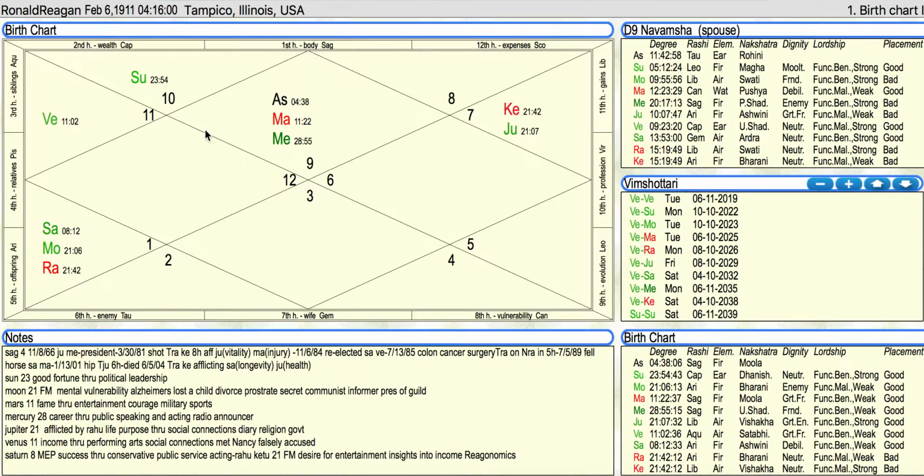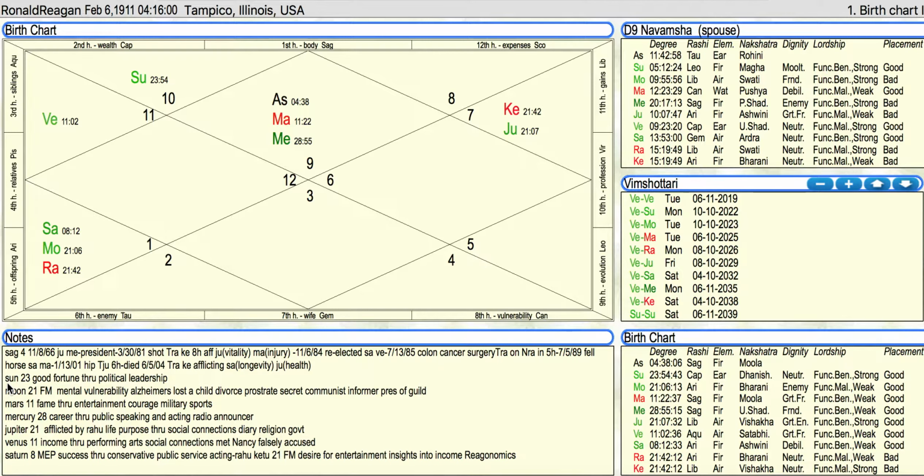Then we have the 9th sign of life purpose, Jupiter. Sagittarius ruled by Jupiter. Jupiter gives longevity, life purpose, through writing. He had a journal that he kept and that was published. So all of that. So now let's look and see individually the planets and how they're operating.